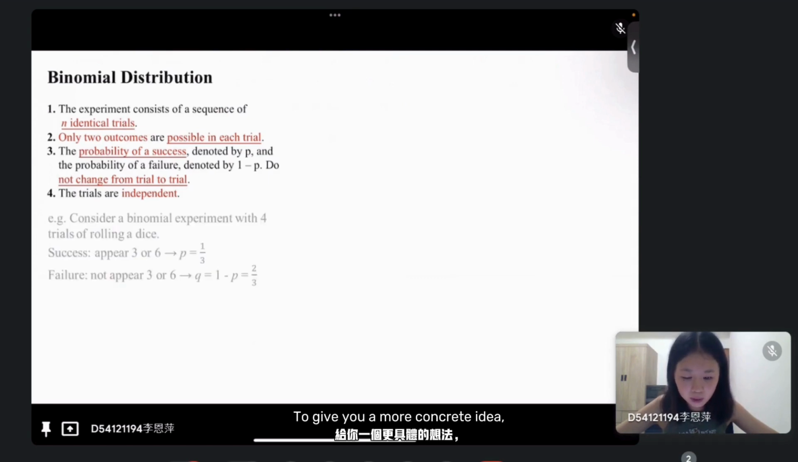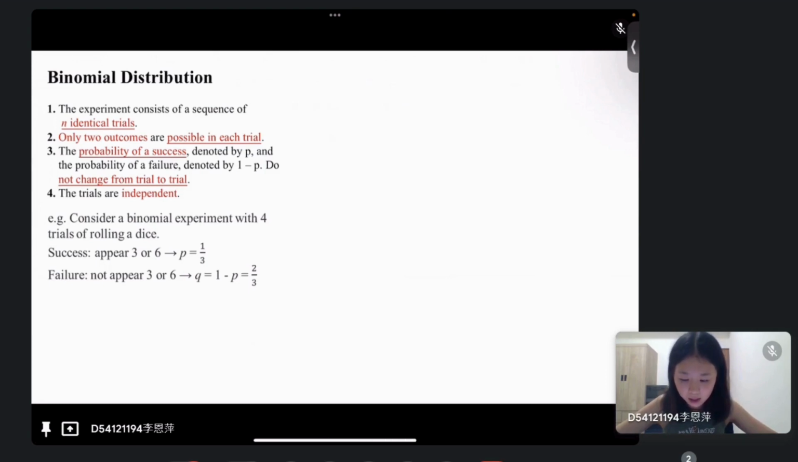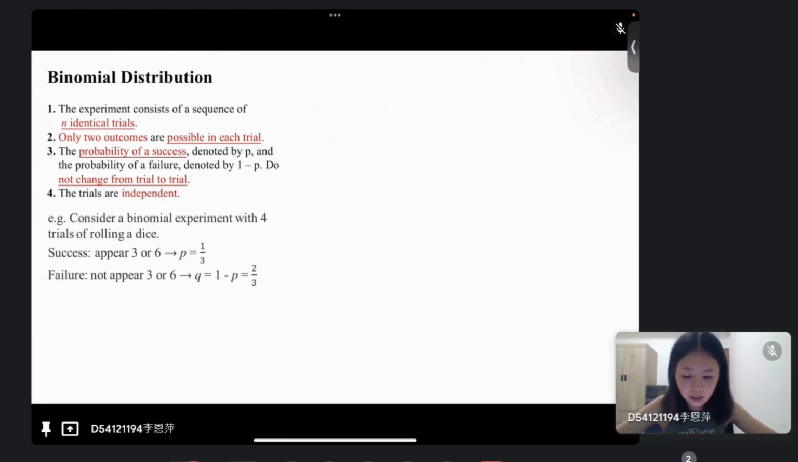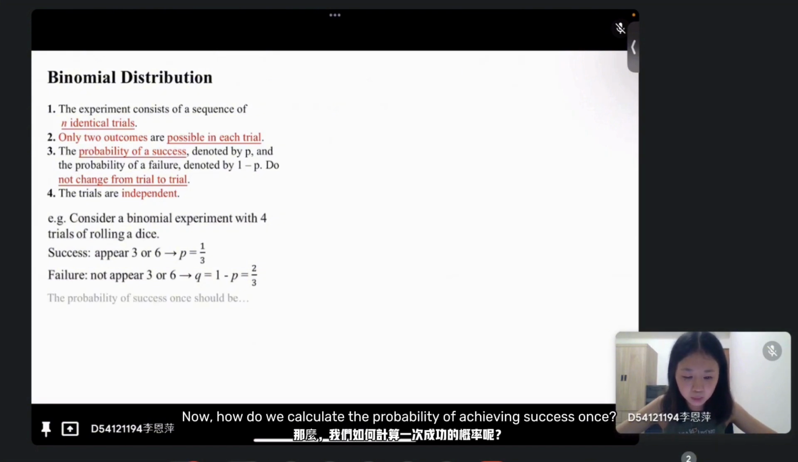To give you a more concrete idea, let me illustrate with an example. Assume we have a binomial distribution for a dice rolling experiment, where we roll the dice 4 times. Here, we define the success event as rolling a 3 or a 6. In other words, the probability of success is 1/3, and the probability of failure is 2/3. Now, how do we calculate the probability of achieving success once?